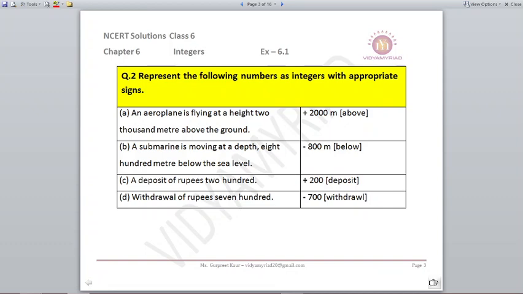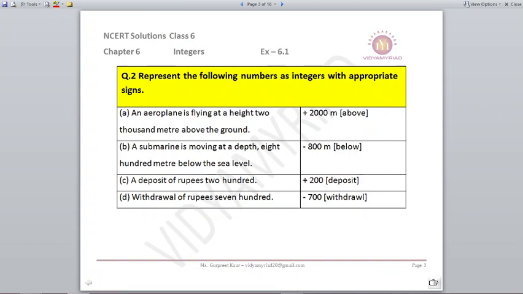Question number 2. Represent the following numbers as integers with appropriate signs. Appropriate signs means we will put plus sign or minus sign according to the situation given. An aeroplane is flying at a height 2000 meters above the ground. Now if we talk about above the ground, it means it is plus 2000 meters. And if I say below the ground, it becomes minus. So above is plus, below is minus.